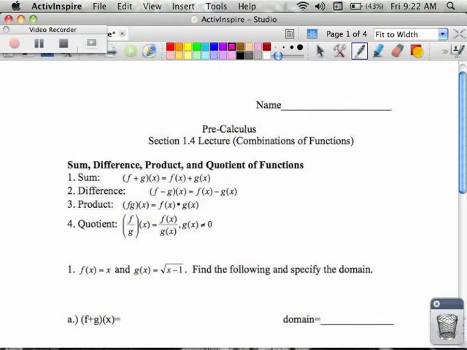Okay, today we're doing section 1.4, and we're going to talk about how to combine functions. All of these phrases are talking about the sum, the difference, the product, and the quotient.